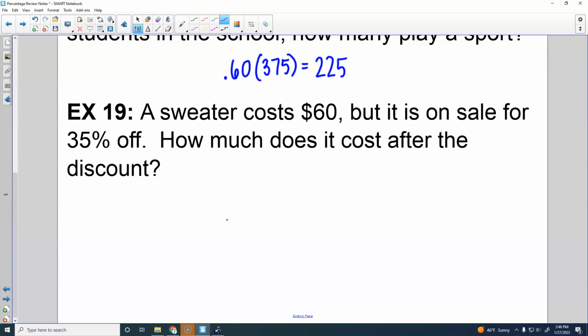A sweater costs $60. It is on sale for 35% off. How much does it cost after the discount? Okay. Try this on your own. I want to see what you get, and I want to see how you do it. I'm really interested in how you do it.